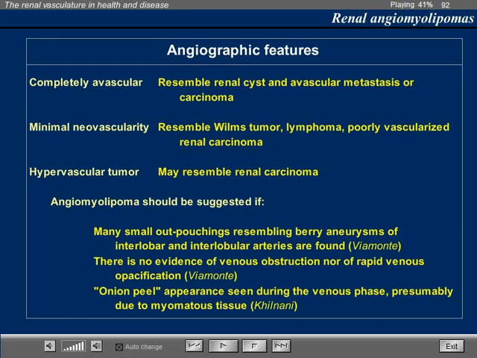The hypervascular tumor may resemble a renal carcinoma, and angiomyolipoma should be suggested if there is the presence of outpouchings of the renal arteries, that is, the macroaneurysms of the interlobar renal arteries. There may be no evidence of venous obstruction, which is common in cancer, or venous collateral circulation, and the onion peel appearance seen during the venous phase has been described as characteristic by Dr. Kilnani.